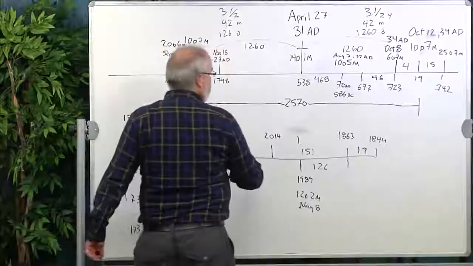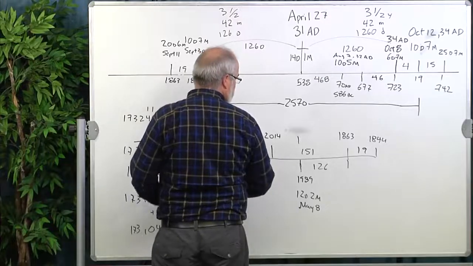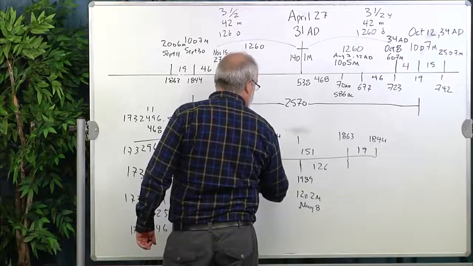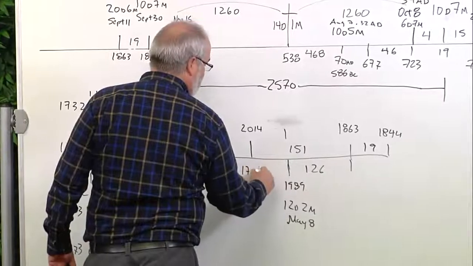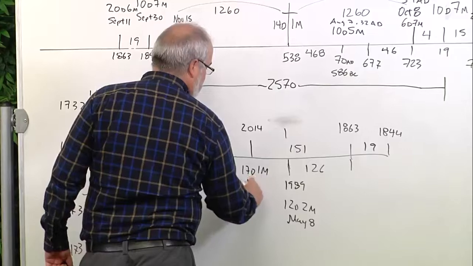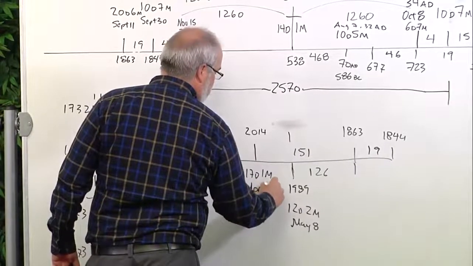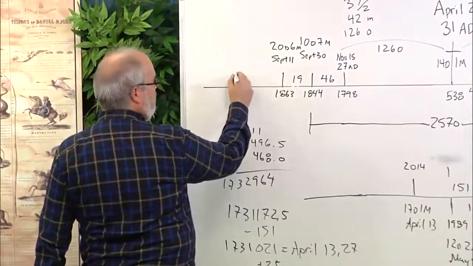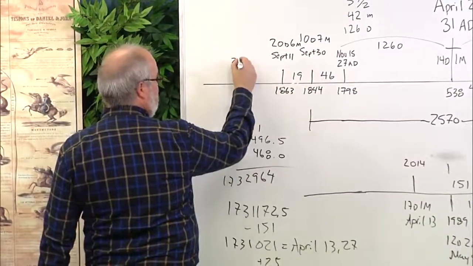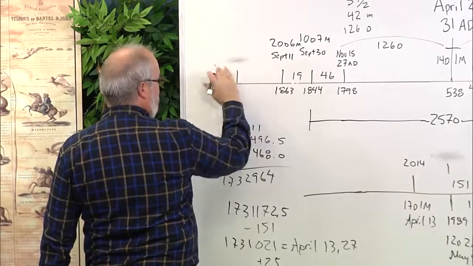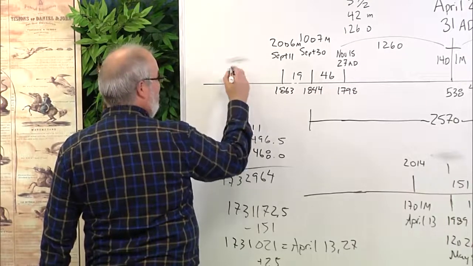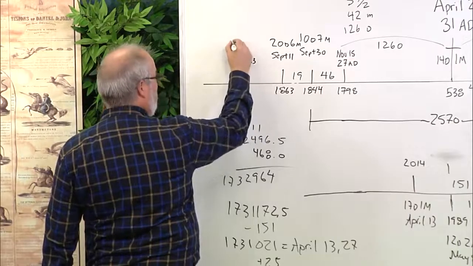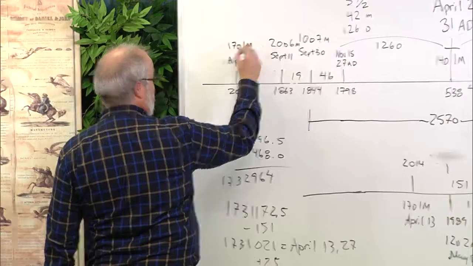Okay, so it's produced in 2014. This produces the date, the 17th day of the first month, which is April 13th. So I'm just going to draw this over here. I'm going to put in 2014. Oops, I should put it at the bottom. And this is going to be April 13th, and it's going to be the 17th day of the first month.